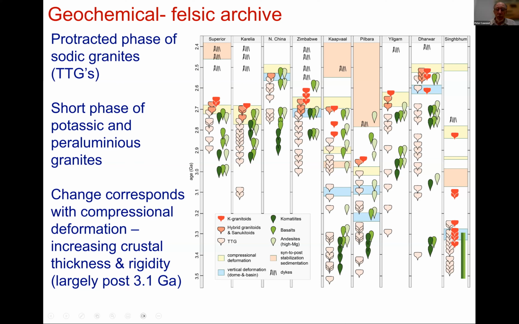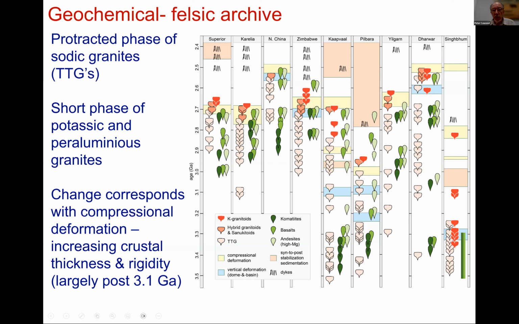And that felsic magmatism tends to be TTGs, tonalites, trondhjemites, granodiorites, and they extend for up to hundreds of millions of years through these different cratons. So protracted periods of felsic and mafic magmatism. But then in the final stages of each craton, there's a change.